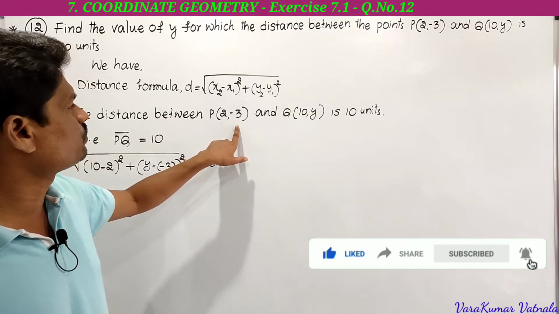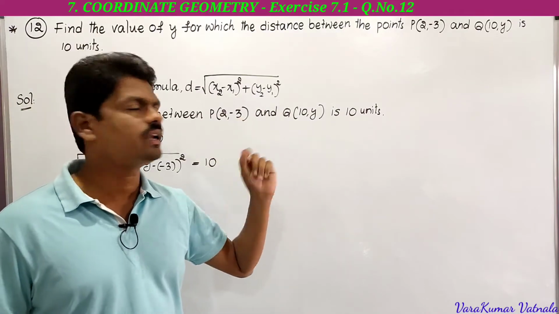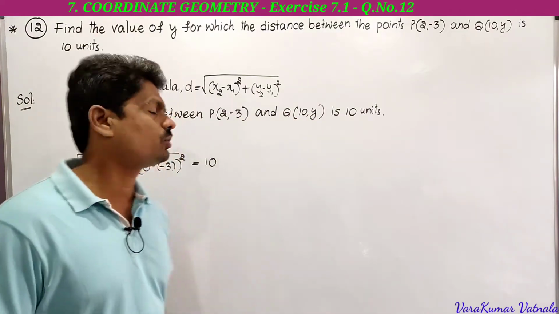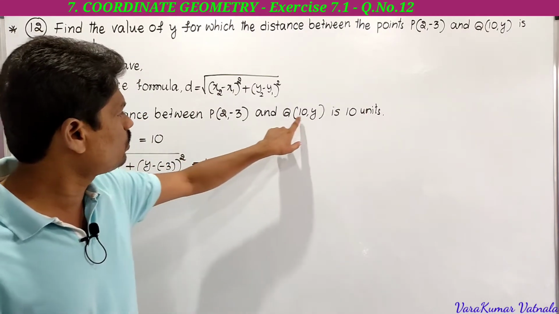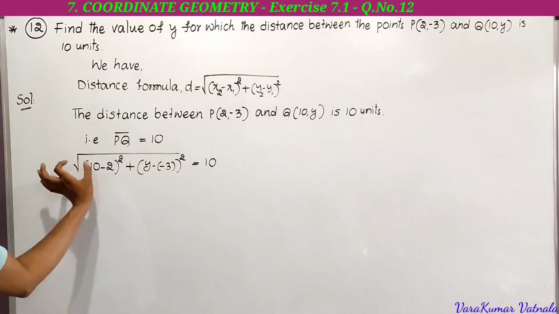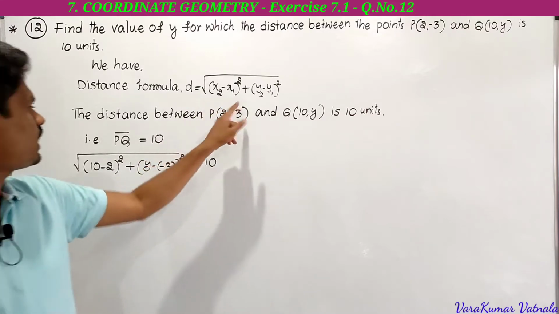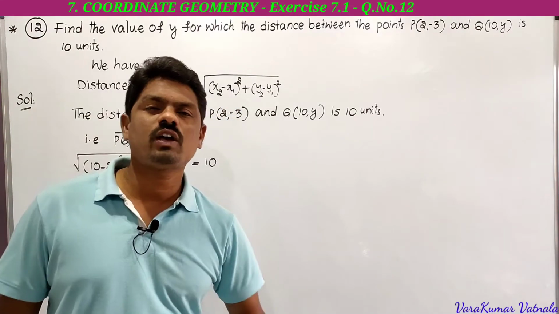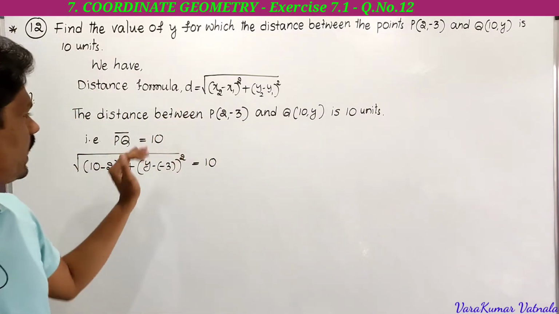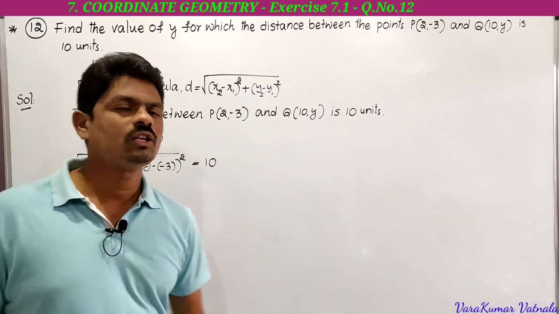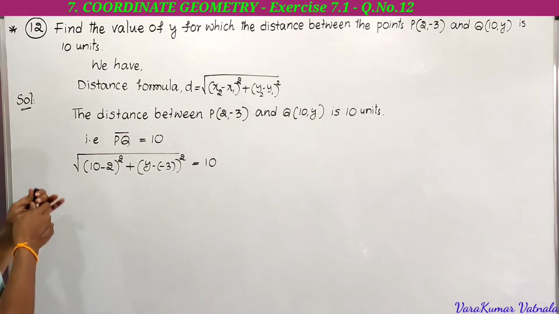So let it be (x1, y1) and (x2, y2). So square root of (x2 - x1) whole square is square root of (10 - 2) whole square, plus (y2 - y1) whole square, which is (y - (-3)) whole square, is equal to 10. So now we just have to simplify to find the y value.